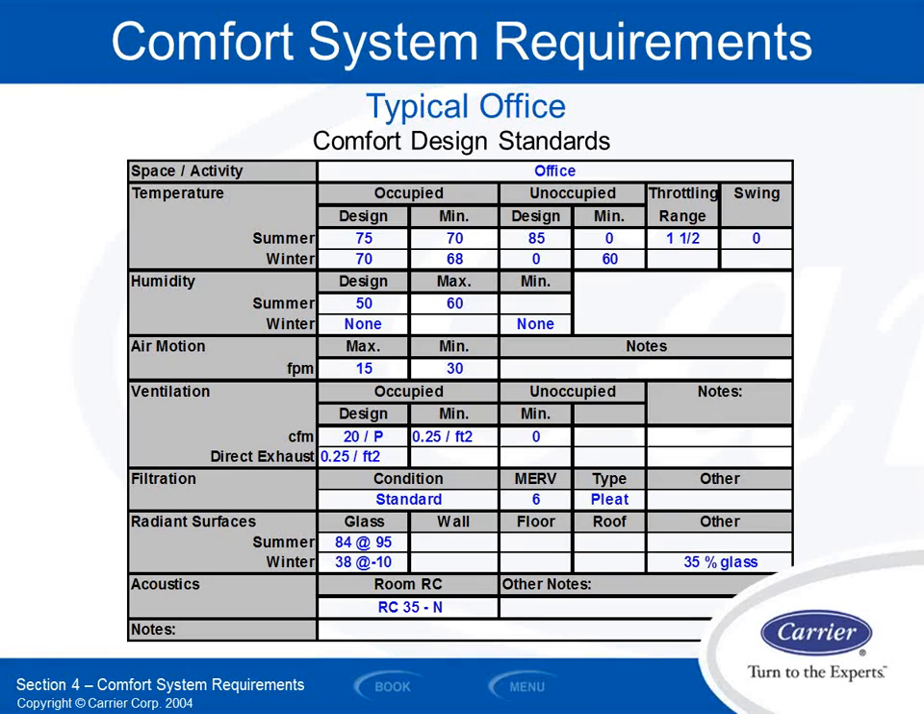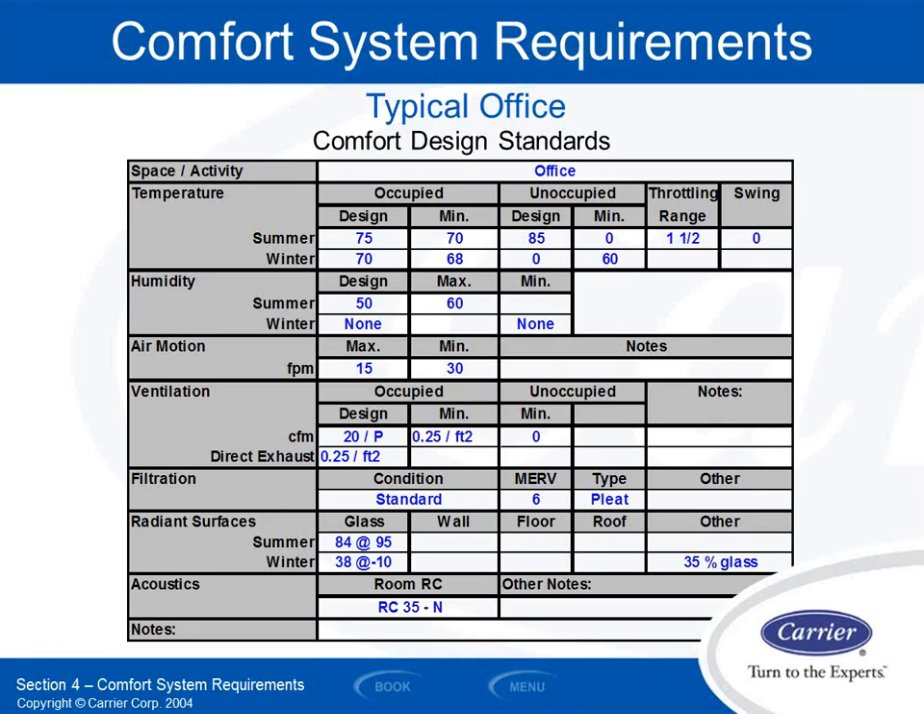Air motion in the actual space, 15 to 30 feet per minute is a pretty normal range. If you get higher than that, people complain about it being drafty. If you get lower than that, they complain about it being stuffy. By the way, this is air motion in the space, not air motion in your HVAC ducts. In your duct system, you're going to be looking at 400 or 500 feet per minute, something like that.